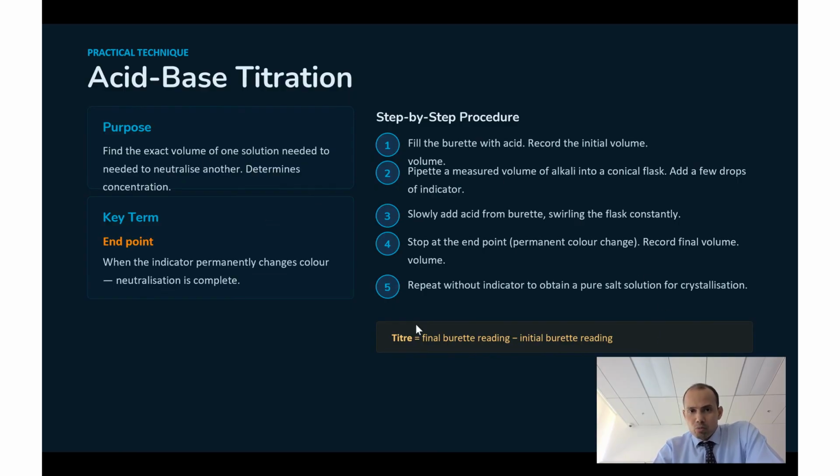What are the steps involved? Fill the burette with either acid or base; we can fill it with base or alkali. Then pipette a measured volume of acid into a conical flask, add a few drops of indicator, then slowly add base into the acid, swirling the flask constantly, and stop at the endpoint. Whenever there is a color change, that's your endpoint.